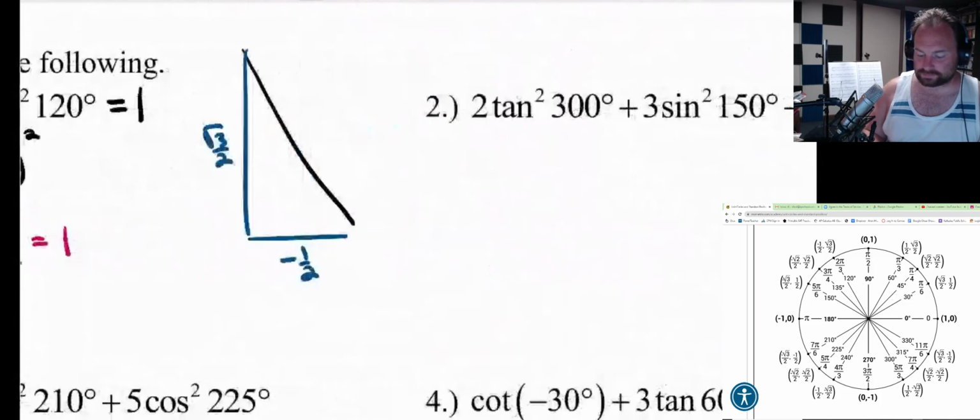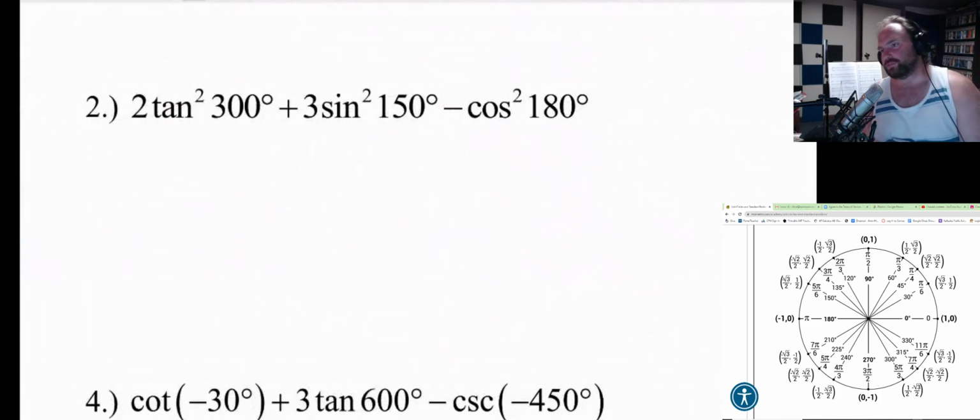Let's take a look at another one. Now, don't let this problem scare you. All you're going to do is go on your unit circle and look up the appropriate values. Now, we do have a tangent involved, and that makes this problem kind of a pain.